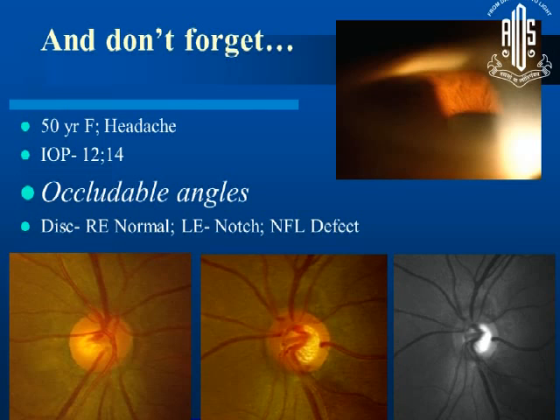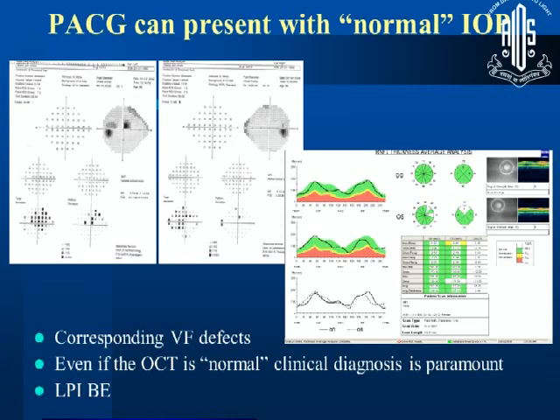Don't forget, if you get a 50-year-old female who comes with headache, pressure is normal, but occludable angles like this. Discs are normal, and the left eye has a notch, it has a disc hemorrhage, it has an NFL defect as well. So anybody will tell you, obviously she's going to PACG, she requires early laser iridotomy, and the fact that the pressures are normal could just be that they fluctuate so much, it could be a daytime pressure which is normal. But then your great machine tells you, oh, it's all green and it's normal.